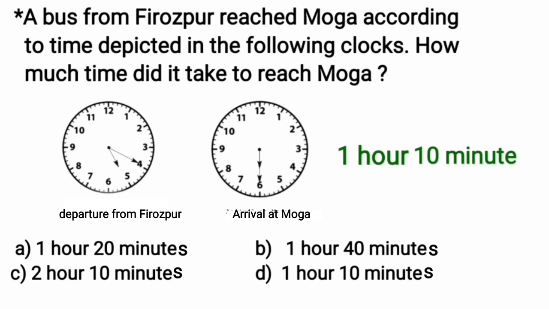Children, let's see from the given options which option is correct. Here option A, 1 hour 20 minutes, incorrect. B, 1 hour 40 minutes, again incorrect. C, 2 hours 10 minutes, no. Now option D, 1 hour 10 minutes. Yes, this is the correct option because we have calculated this time.